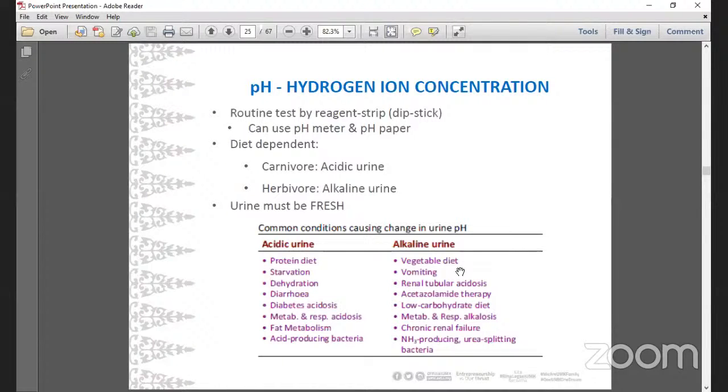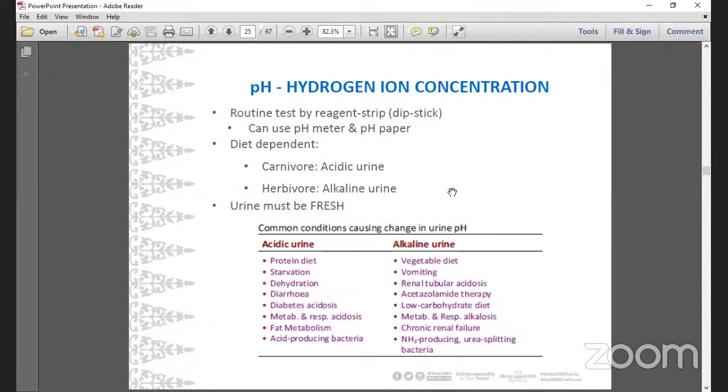Okay, the next one is the pH, or hydrogen ion concentration. We can rely on the urine strip, or we can use a pH meter. But the urine strip is common. And then the pH depends on the diet of the animals. Carnivores mostly have acidic urine, but herbivores, the ruminant animals like cattle, sheep, and goats, have alkaline urine.